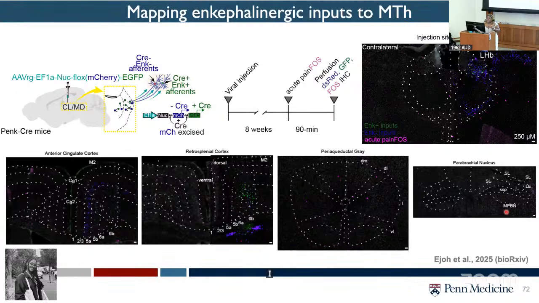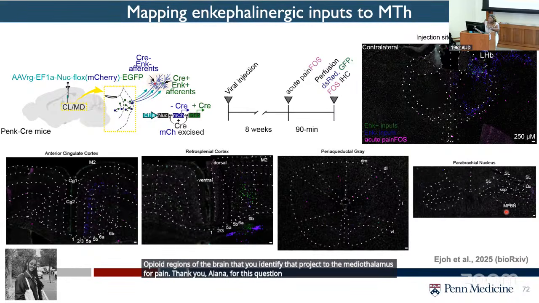I have a question that says, my question is about the endogenous opioid regions of the brain that you identified that project to the medial thalamus for pain. Thank you, Alana, for this question. Do those regions you identified have overlapping functions known in other processes or behaviors, like memory or hunger, for example?